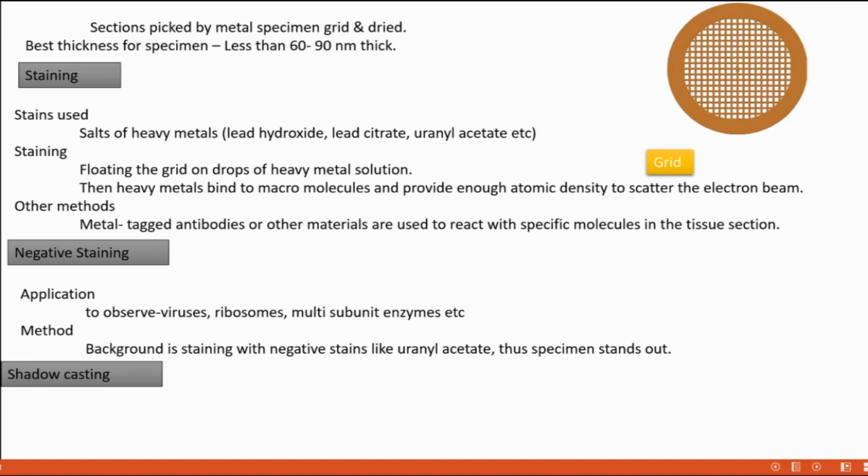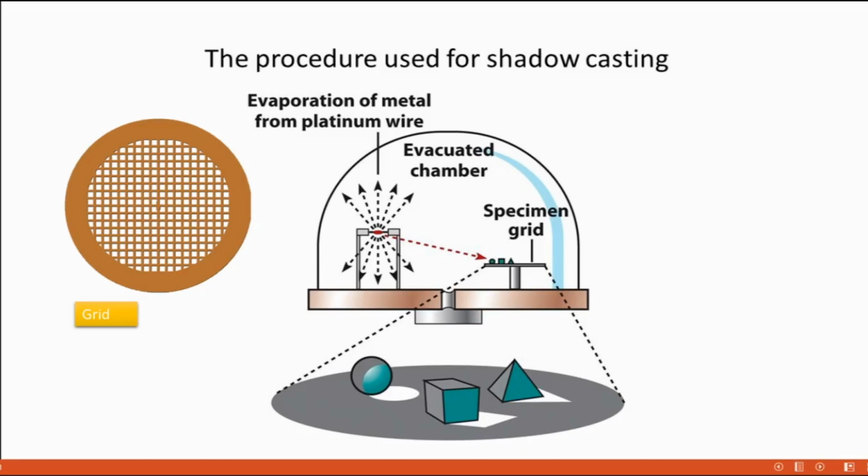It's shadow casting. So let's go and see what's happening there. In this shadow casting method, the procedure adopted is: present an evacuated chamber. Evacuated chamber means a chamber devoid of any type of gases or anything. It's vacant, and in that chamber present a grid. Grid means the grid bearing the specimens.